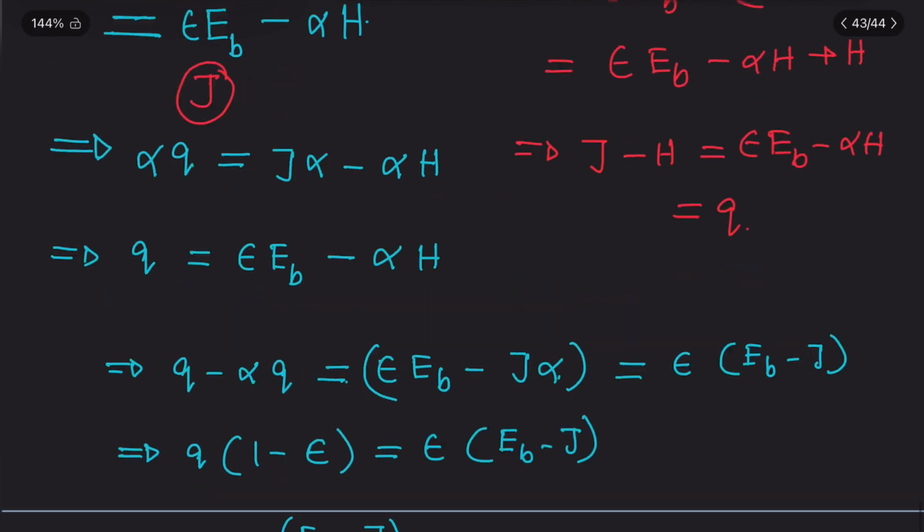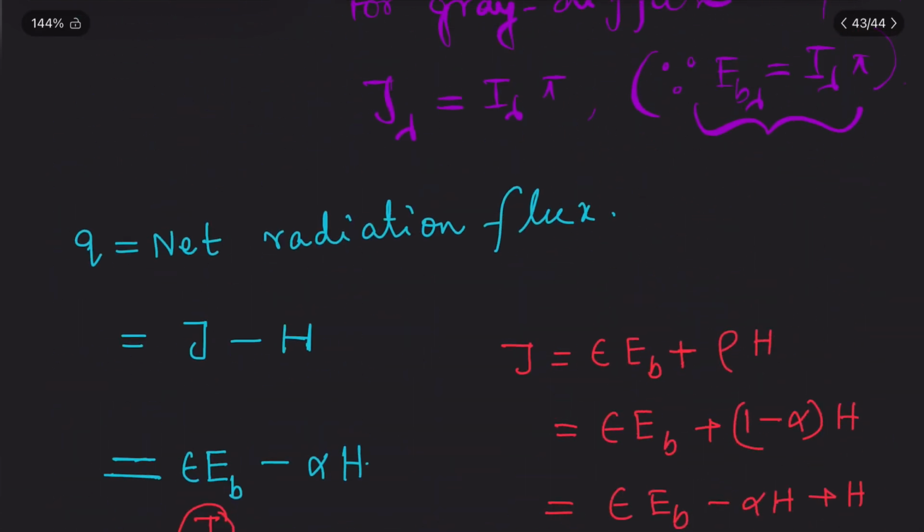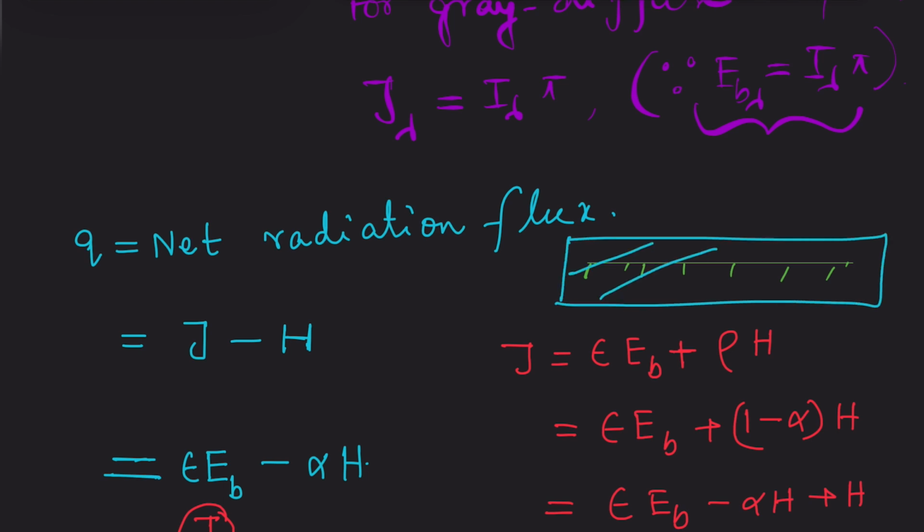So the definition should be very much clear. What do I mean by the net radiation flux? If I have a surface like this, you consider this as a black box. You don't know what this black box is eating and what it is emitting. You can only see that something called H is coming and something called J is going. That means the net radiation heat transfer through the surface is what it is emitting minus what it is getting. So that is why it is J minus H.